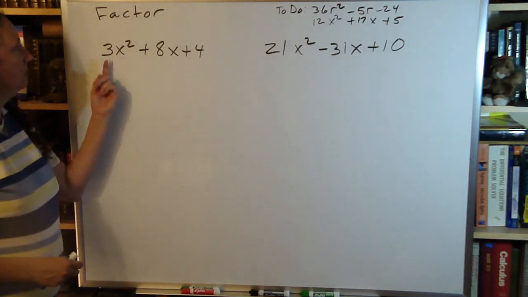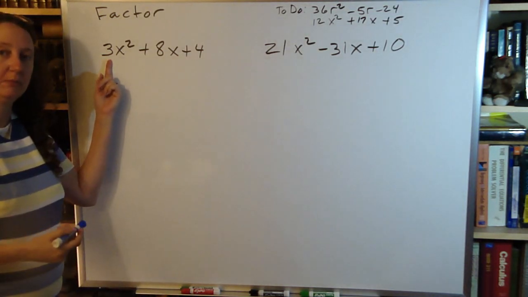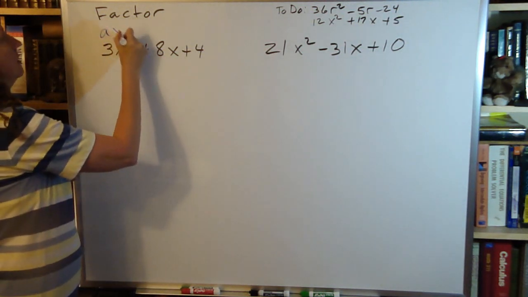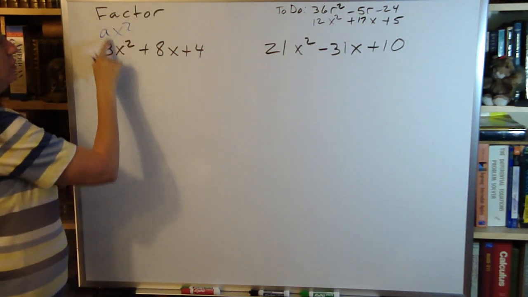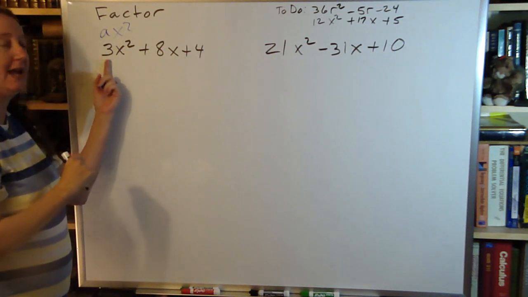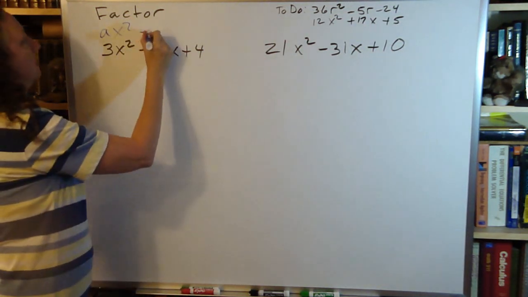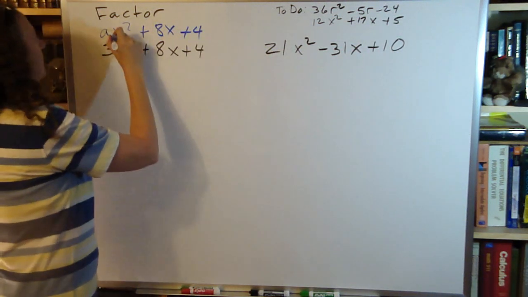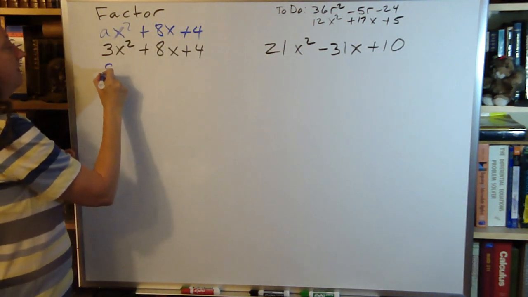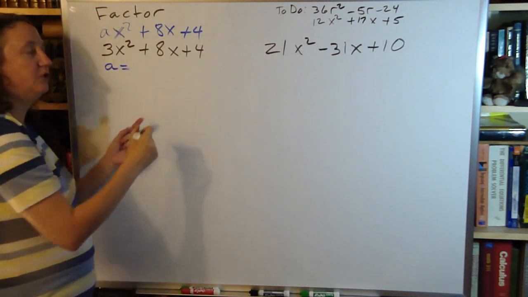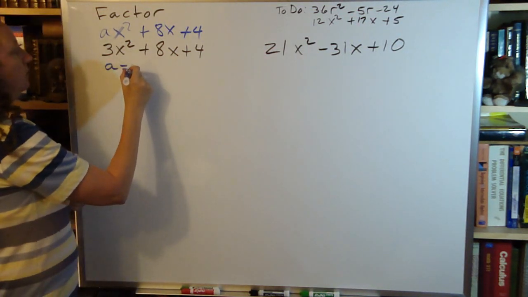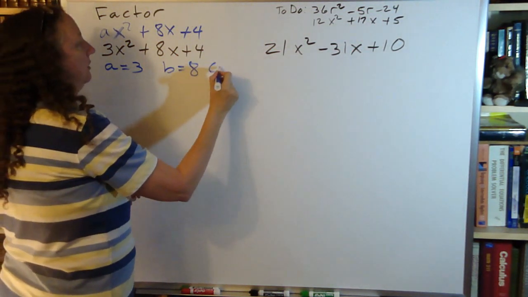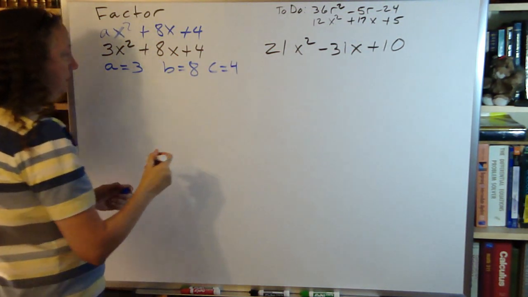In this section, we now have our a term, our a variable, and our ax squared is no longer 1 anymore. We have a number there. So now we have to identify a also, not just b and c. So a here is 3, b is 8, and c is 4.